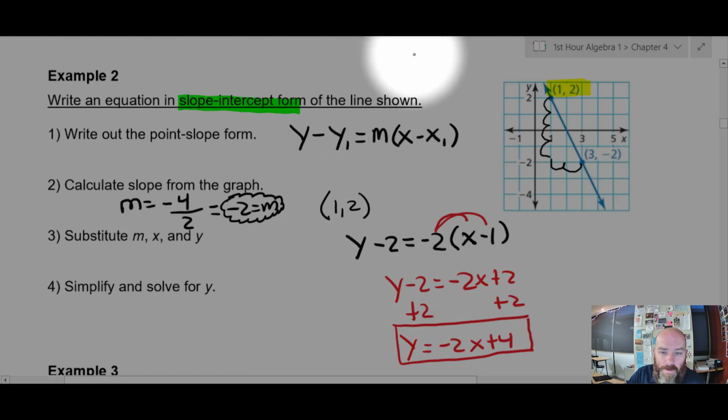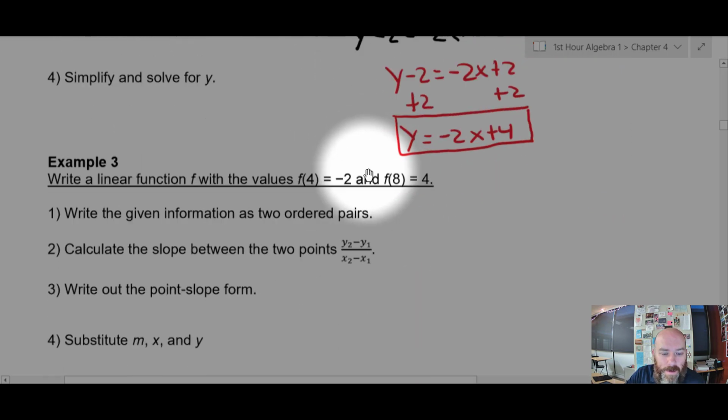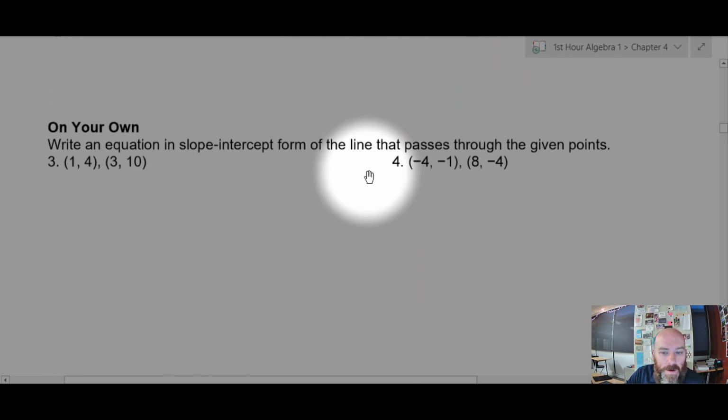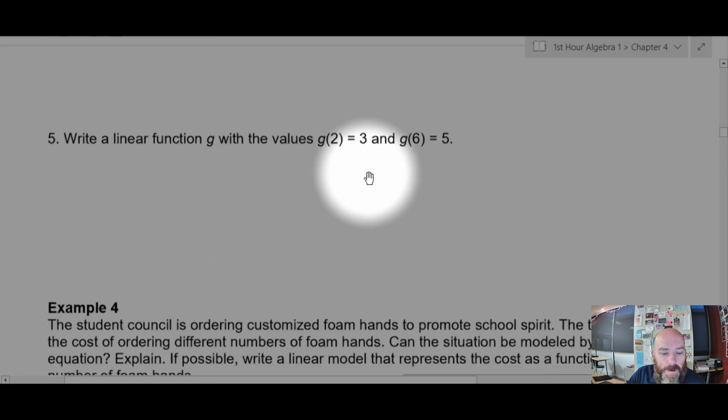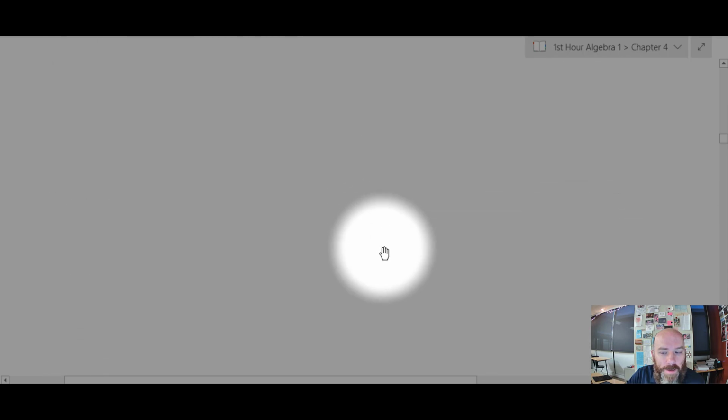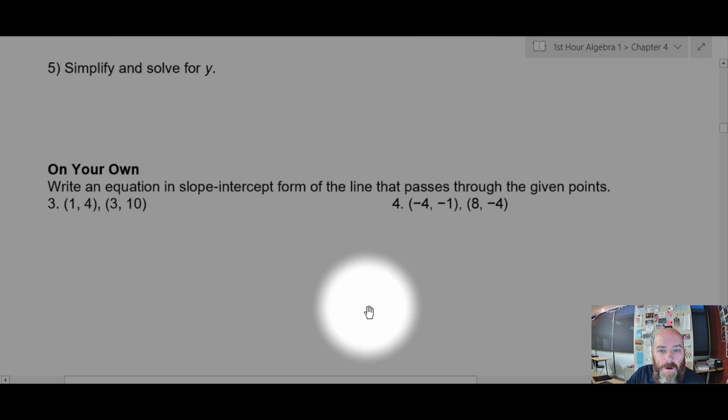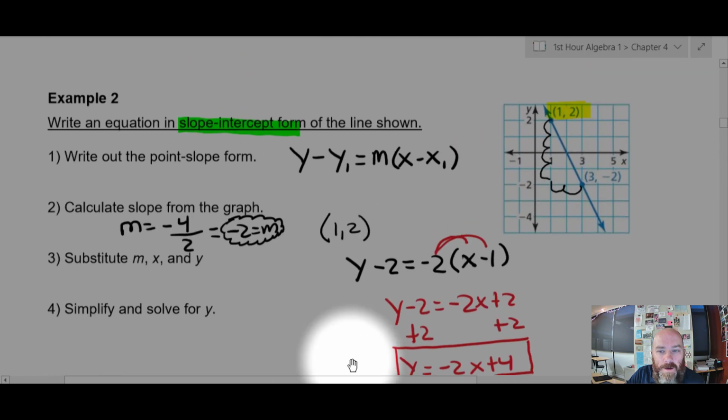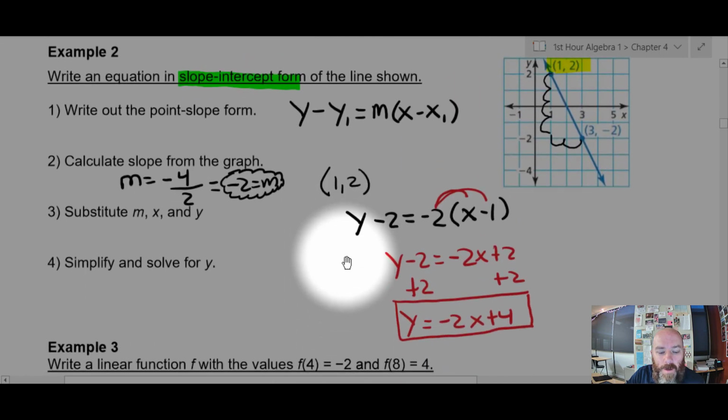Okay, now that you have that finished, let me just go down a little bit. We're skipping that one. Skipping those. All right, there's no on your own like that. So that is the end of our notes today. So if you have any questions, just go ahead and reach out for help, and we will do our best to help you out.